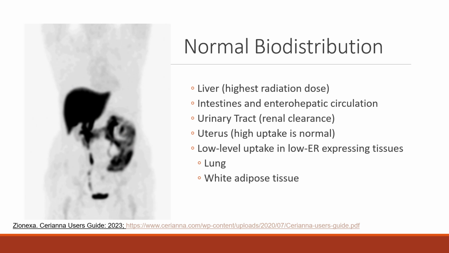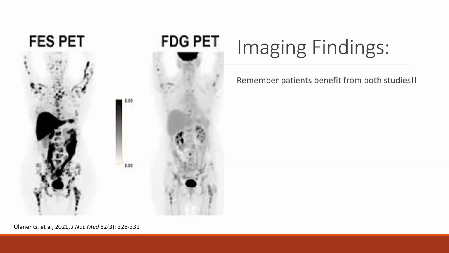This is the normal biodistribution. The liver should be the highest. Then the urinary tract, because it's renal clearance. The uterus will be there because there are estrogen receptors all up in there. Then there's low level uptake in tissues with low estrogen receptor expression, like the lung and the white adipose tissue.